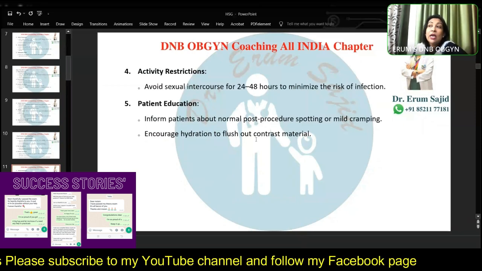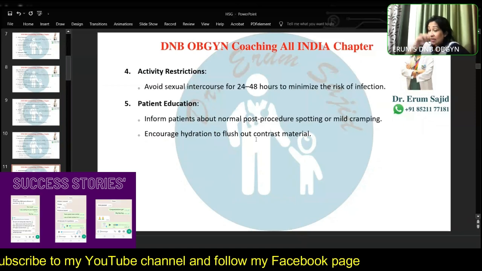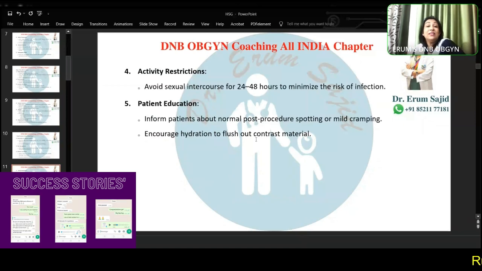Because you're giving a dye, the contrast dyes. You wouldn't want to give it a lot. As simple as that. That's the answer.